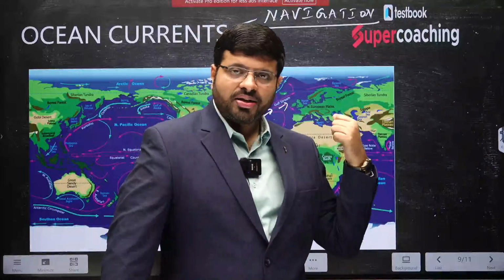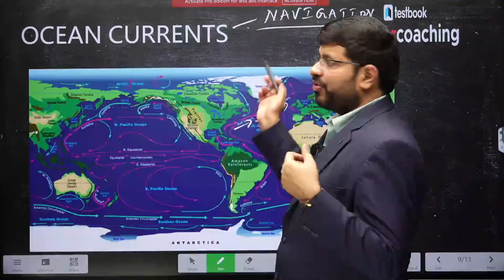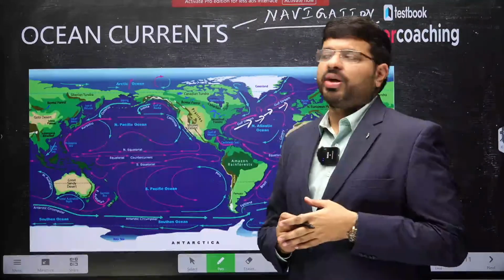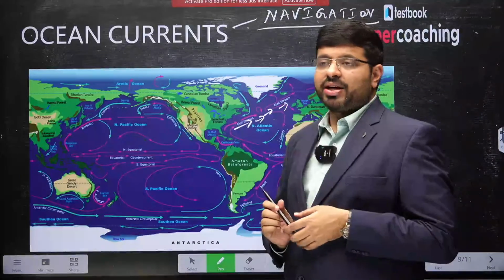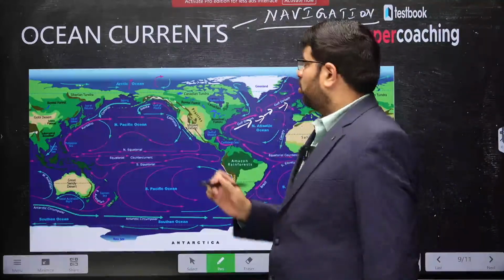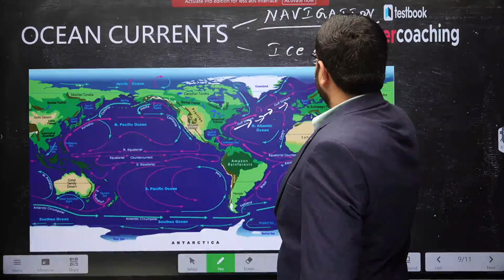Very similar to that. When they move along with the ocean currents, they save so much amount of fuel. That is very, very suitable for their economy. So navigation, fuel efficiency, that is the important thing. And also, ocean currents are also important for ice-free ports.